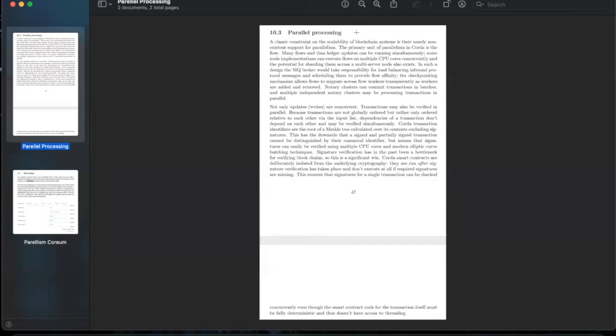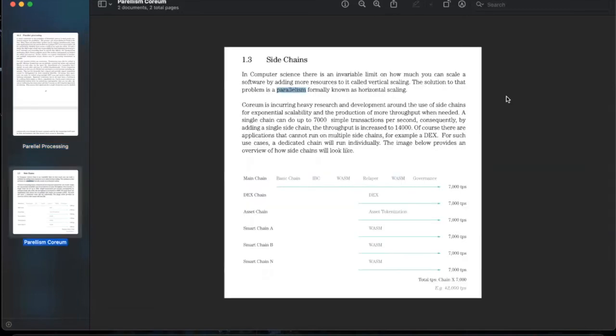Because transactions are not globally ordered, but rather only ordered relative to each other via an input list, dependencies of a transaction don't depend on each other and may be verified simultaneously. And on the Coreum white paper, it says, in computer science, there is an irrevertible limit to how much you can scale a software by adding resources to it, called vertical scaling. The solution to that problem is parallelism, formerly known as horizontal scaling.